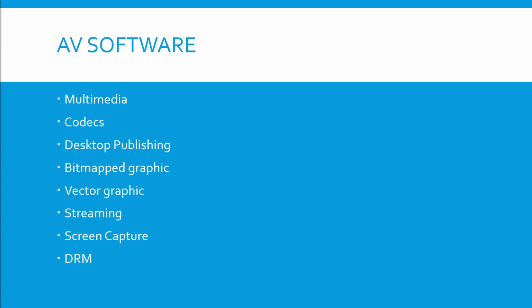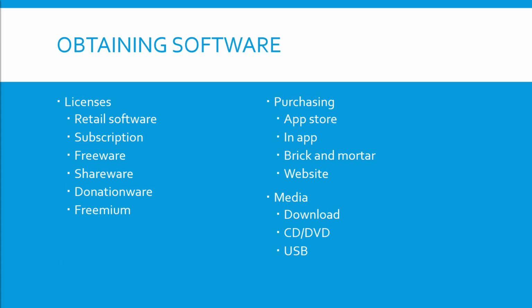Now, how do you obtain software nowadays? All right, there are a lot of different options. So for licensing, we have retail software. There is a fee for this software, but it has an unlimited time period. So you go buy the old school version of Microsoft Office. They give you a license key, you put it on your computer, you can use it for a lifetime.